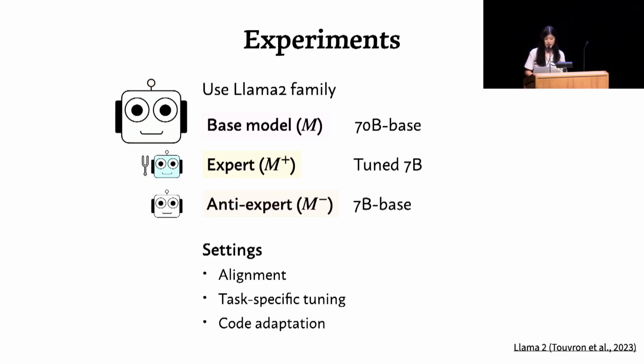So I'll show results where the base model is the 70 billion parameter base model, which is the black box model. The expert is tuned from the 7B base model, and the anti-expert is the corresponding untuned 7B base model. We'll consider 3 common use cases of tuning: alignment, task-specific fine-tuning, and code adaptation. So for each of these settings, the only thing that changes is the expert, specifically the data and/or algorithm that's used for tuning.